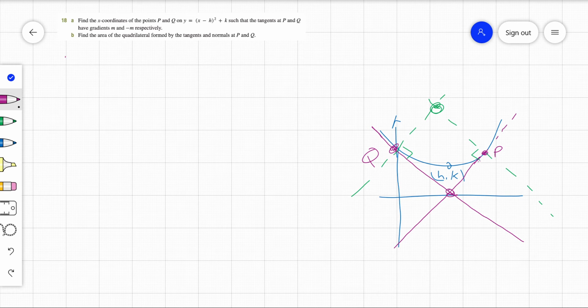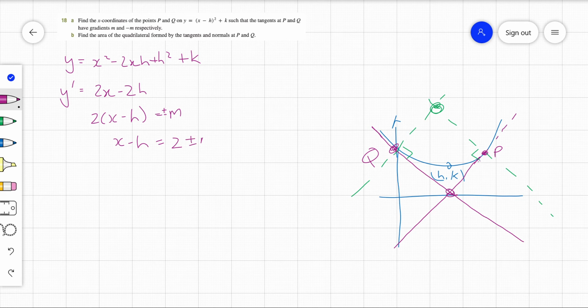So we've got the equation y equals (x minus h) squared, so x squared minus 2xh plus h squared plus k. And of course, when we differentiate that, we get the gradient function, which is also 2 lots of (x minus h). And we're saying that at point P, the gradient is m, and then at point Q, the gradient of the tangent is negative m. So I'm going to do both at the same time. So I want that to be plus and minus. What's x at those spots? Well, x minus h would be plus or minus m on 2.